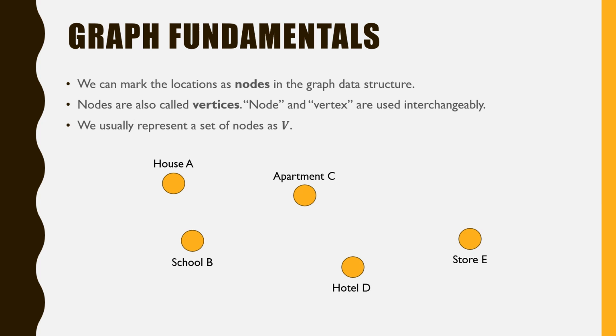Nodes are also referred to as vertices, and these two terms can be used interchangeably. In the graph data structure, nodes are the fundamental data elements whose relationships you want to model. The set of all nodes in a graph is typically denoted by V.